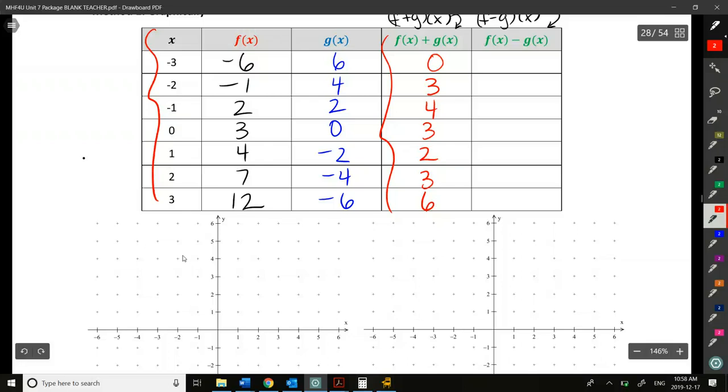So I'm going to graph the point negative 3, 0. I'm going to graph the point negative 2, 3. These are the x's for everything, and I'm graphing these y's. Okay, negative 1, 4, 0, 3, 1, 2, 2, 3.